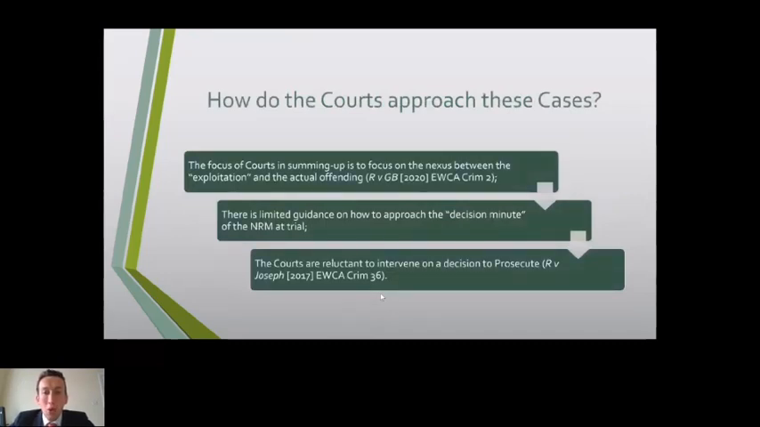In terms of how the courts approach these cases, the recent case of GB has made clear, as I spoke of earlier, the importance is to focus on the nexus between the exploitation and the actual offending, and that's going to be increasingly the way forward.